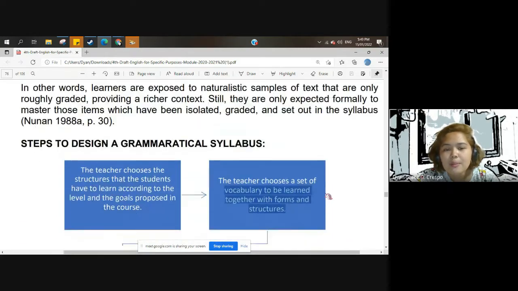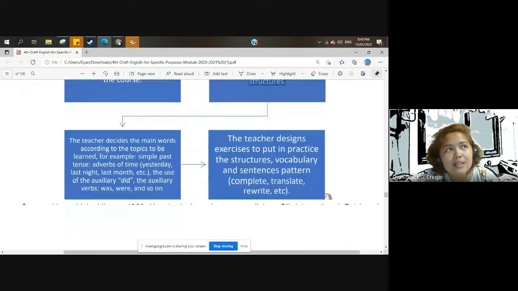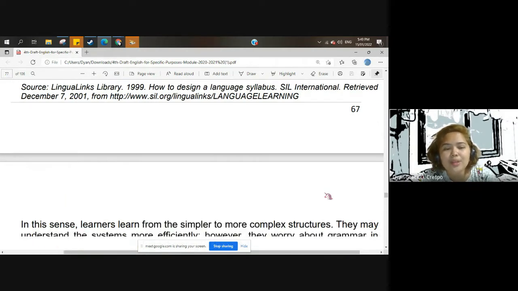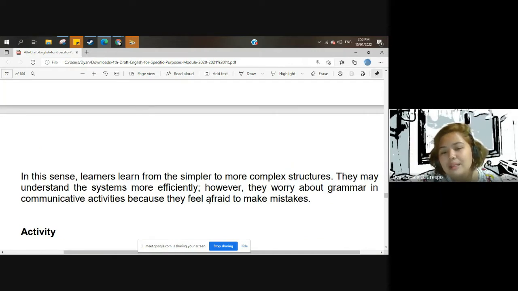So as you can see, it has something to do with the grammar. Grammar talaga siya. It has different siya ngayon kasi ngayon more on communicative tayo, communicative competence ang inaano natin. Hindi lang siya grammar. Second na lang ang grammar. Pero number one sa atin is how we communicate. In this sense, learners learn from the simpler to more complex structures. They may understand the system more efficiently, however, they worry about grammar in communicative activities because they feel afraid to make mistakes. Ito yung nagiging problem natin na ngayon medyo hindi na.